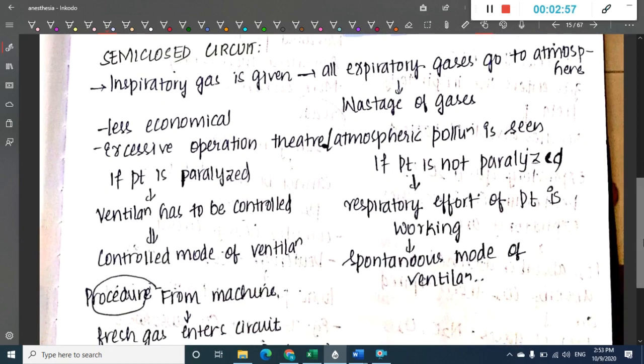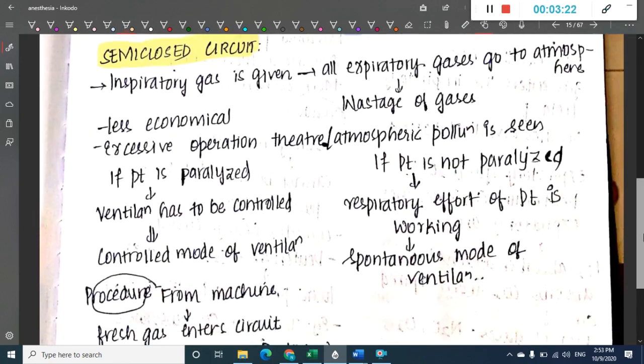Then we have something called the semi-closed circuit. We have three circuits: open, semi-closed and closed. Open we are not using now. So now let us learn first about the semi-closed circuit. In the semi-closed circuit, I'll just show you here.